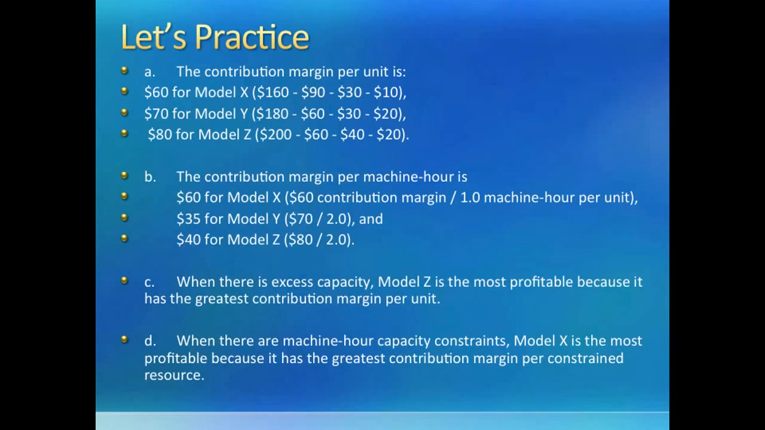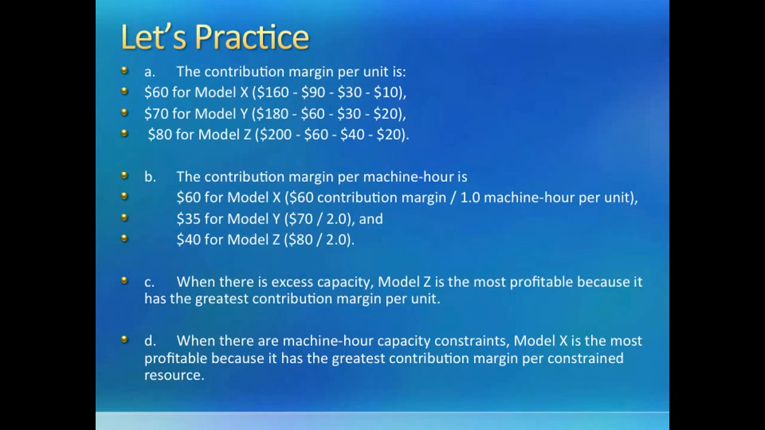Question C says, if there is excess capacity, which model is most profitable to produce? Remember, excess capacity means no constraint, which means the company should be free to produce the product that gives them the maximum contribution margin per unit. So the choice in part C should be Z, which gives you the maximum contribution margin per unit of $80. Remember, the question is saying there is excess capacity, meaning no constraint. So be careful about this one.